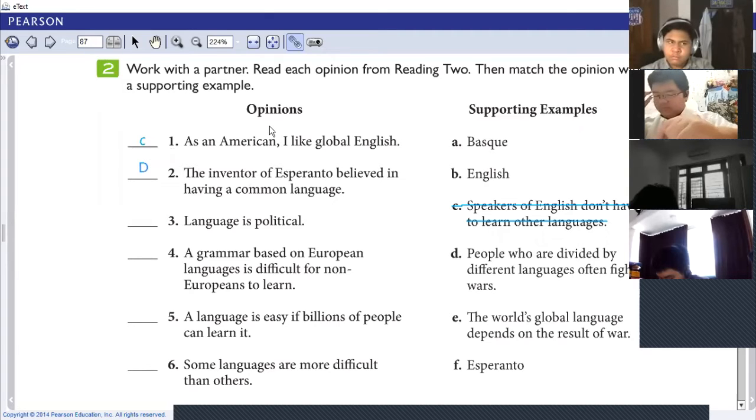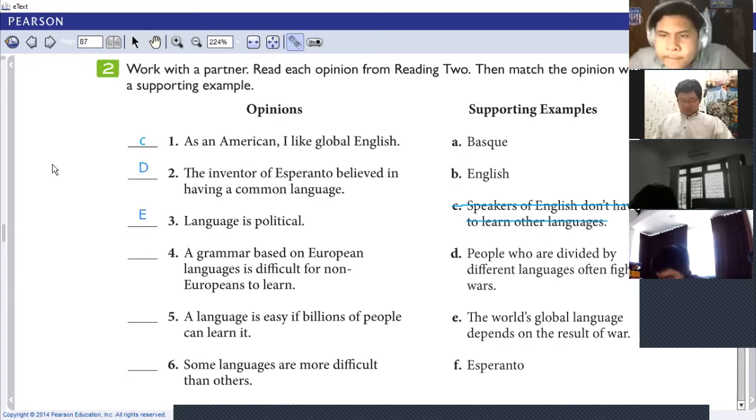What about 3? Language is political. Miss, can you hear me now? Yeah, I can. Budi, can you do number 3? Language is political. What example fits in with it? Is it E, miss? Yeah, very good. Funny to think of language as political, yeah, but it is still very important because global language depends on the results of war. So apparently, whoever is strongest in winning the wars will become a global language. Yeah, no wonder English up till now is still a world language, right? Global language.